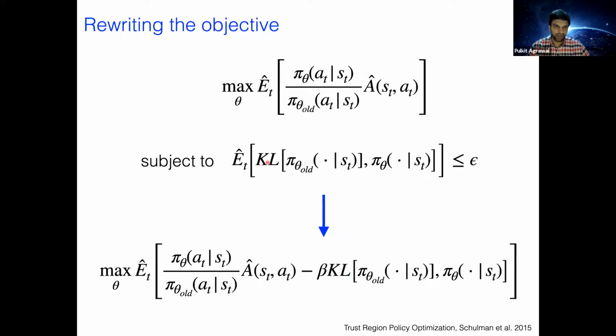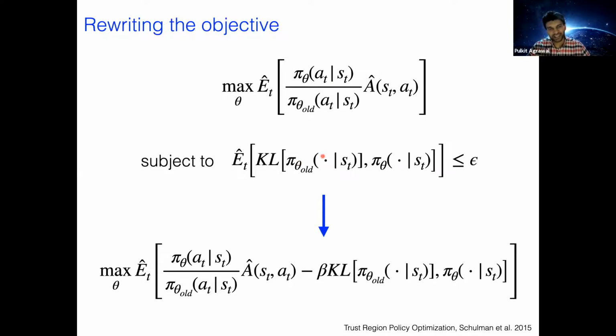So instead of putting the constraint in the following way, I could also rewrite my objective function and directly try to optimize a joint loss function, which is the policy gradient term plus the constraint term. So now, what are the pros and cons of version one, the version on the top, and the version on the bottom? For the version on the top, doing SGD is quite non-trivial.